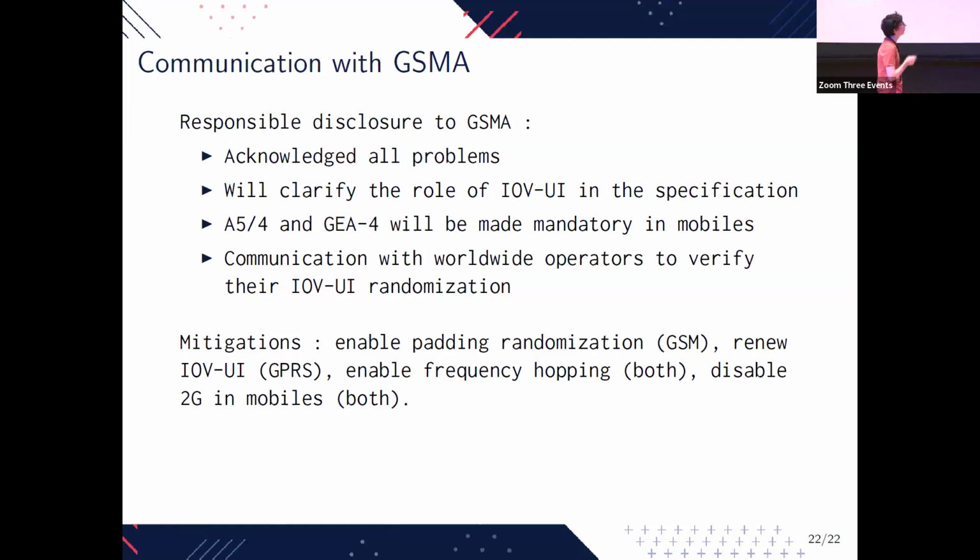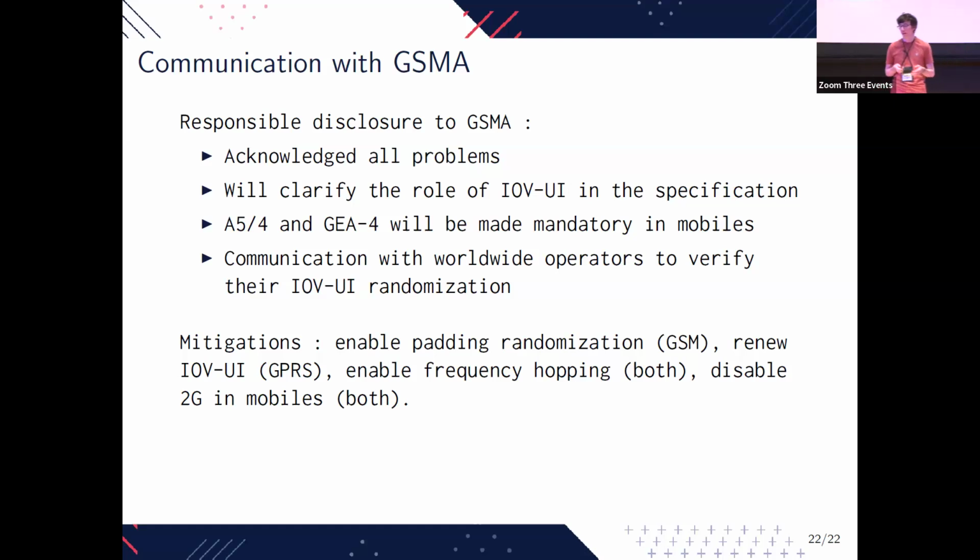We did a responsible disclosure to GSMA, the standardization body that is responsible for the security of 2G. They acknowledged all the results. They will clarify the role of IOV-UI in the specification. The implementation of A5/4 and GEA4, which use a 128-bit key, will be made mandatory in mobiles. And they have communicated with worldwide operators and equipment manufacturers to verify their network configuration and the implementation of equipment. On the mitigation side, unfortunately on GSM, there is not much you can do.